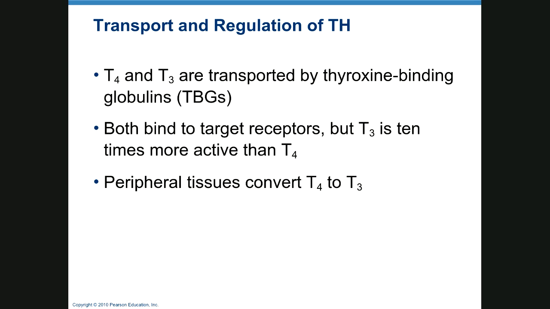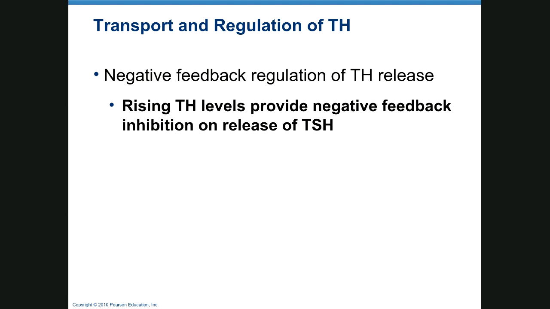Those are your thyroid hormones, and they are transported by thyroxine binding globulins or proteins. Both T3 and T4 bind to target receptors, but T3 is much more active than T4, 10 times more active. But peripheral tissues convert T4 to T3, so it all works out well.